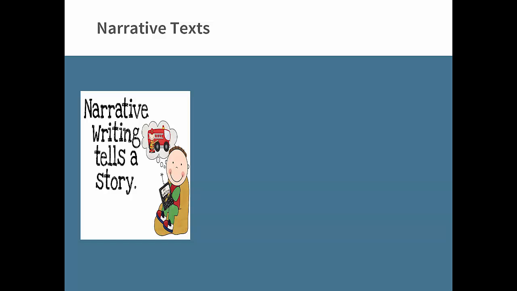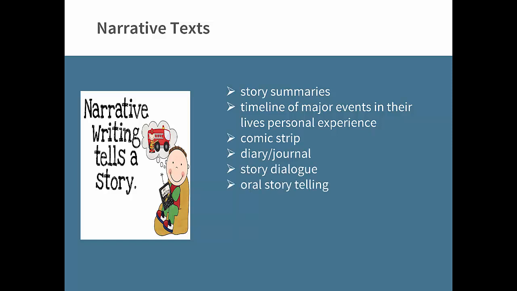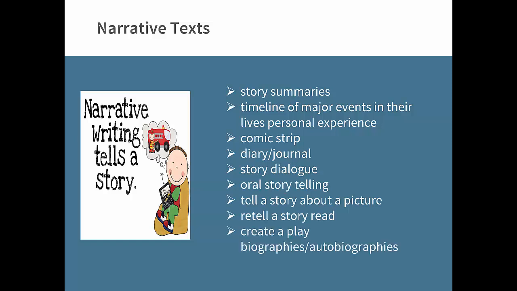Types of narrative text include story summaries, timelines of major events in a person's life, comic strips, diaries and journals, story dialogue, oral storytelling, something that tells a story about a picture, retelling a story, or even creating a play on biographies or autobiographies. The topic sentence should identify the situation or event and prepare the reader for a story.